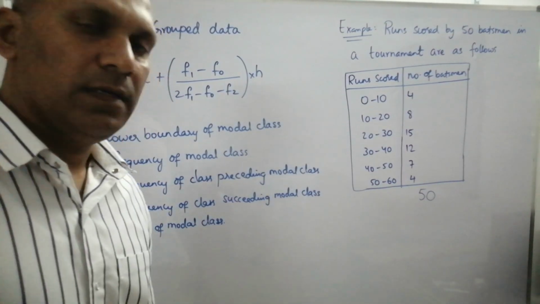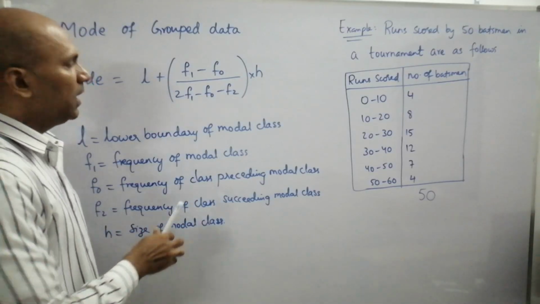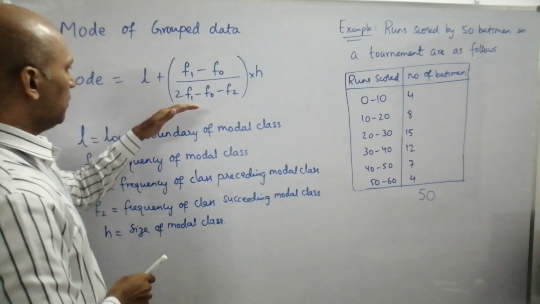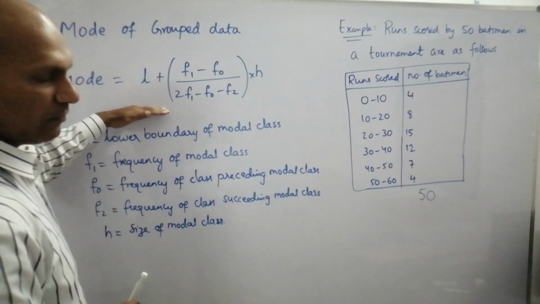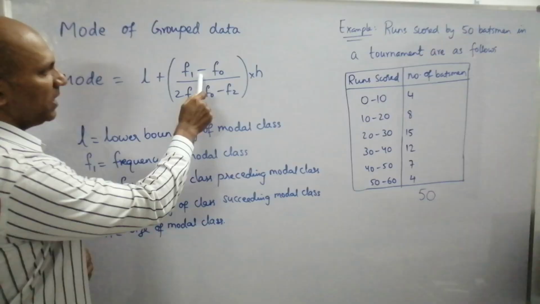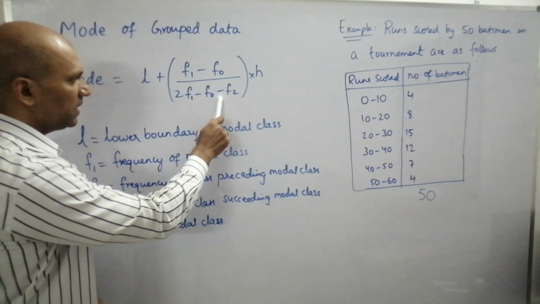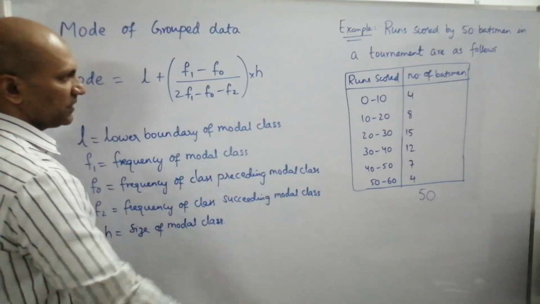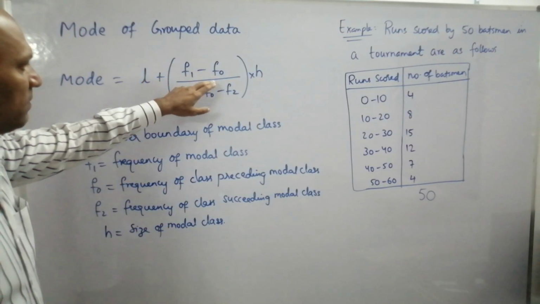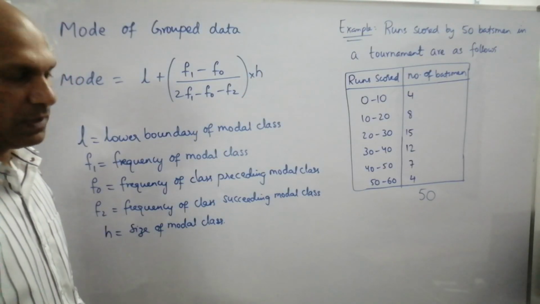Hi students, in this video we will study about mode of group data. How to find mode of group data? We have a formula to find mode of group data. It is L plus (F1 minus F0) divided by (2F1 minus F0 minus F2), multiplied by H. Now what is this L, F1, F0, F2 and H? We'll learn using an example.